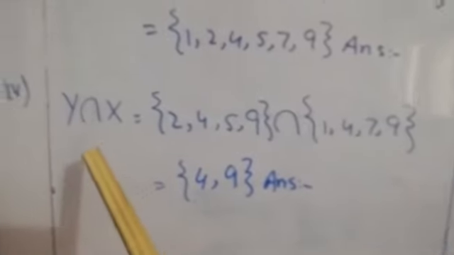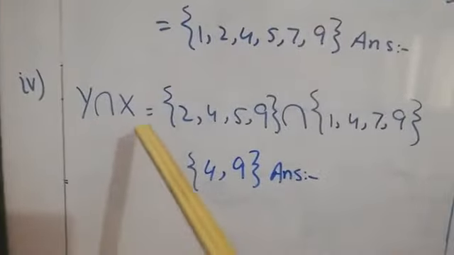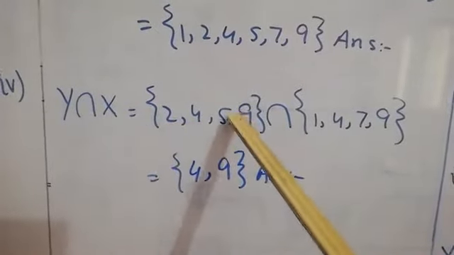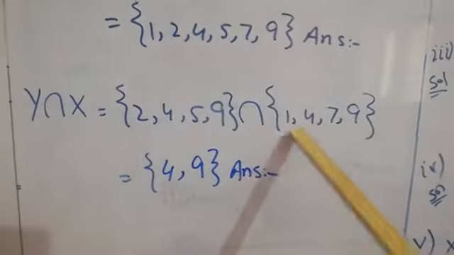Then at the end, part number 4 is y intersection x, meaning first of all we will write the set of y, put the intersection sign and the set of x: 1, 4, 7, 9.